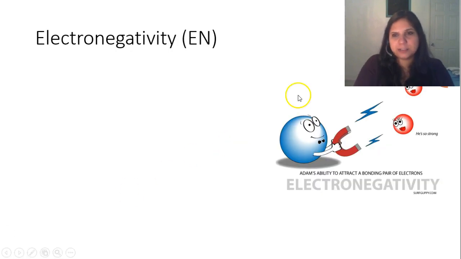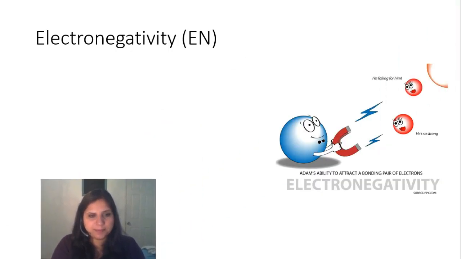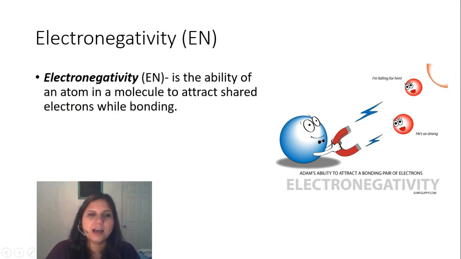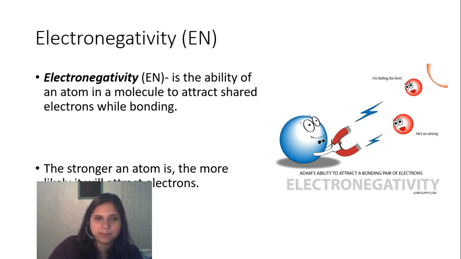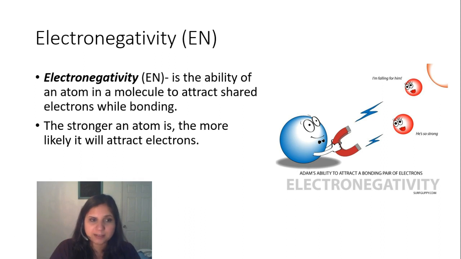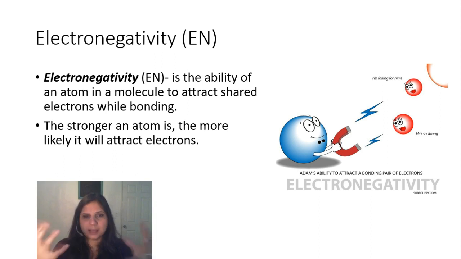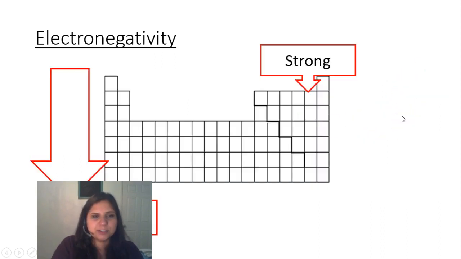All right, our next trend is electronegativity. So here's our definition. It's shortened EN. It's the ability of an atom within a molecule to attract the electrons. And it's those electrons that are being shared while it's in a bond. The stronger an atom is, the more likely it will attract electrons. Makes sense? It's got that stronger magnet, that stronger pull. So you see this cute atom attracting these electrons in this picture.